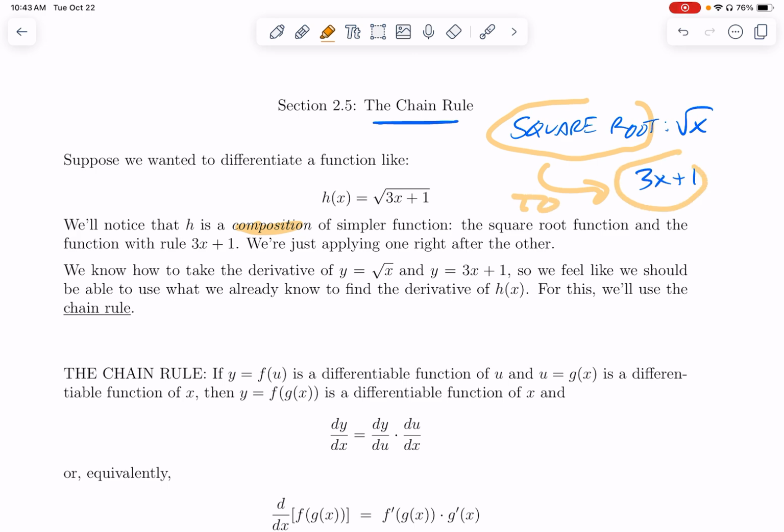We're not literally taking the square root of x. We're taking the square root of something else. So it's a function applied to a function. That's called a composition or a composite function.